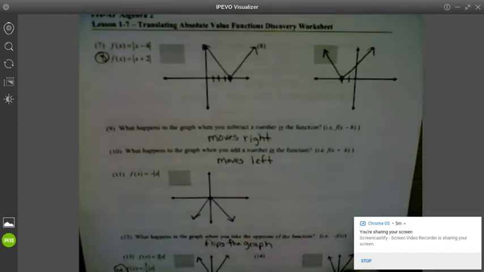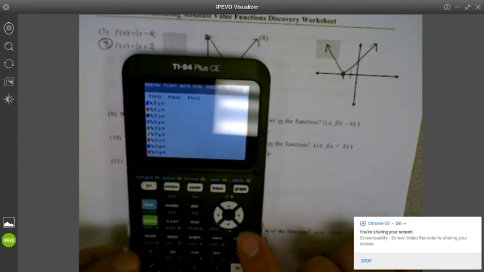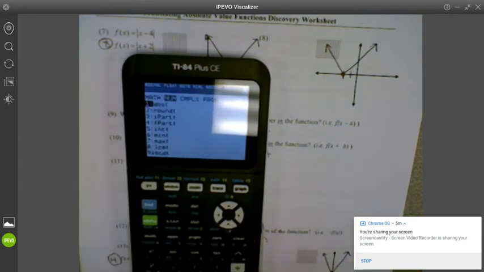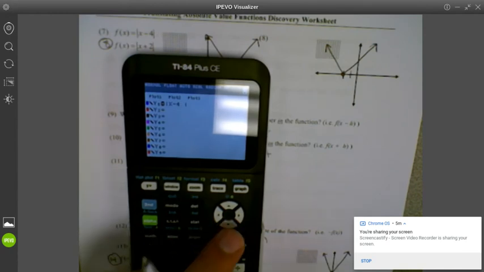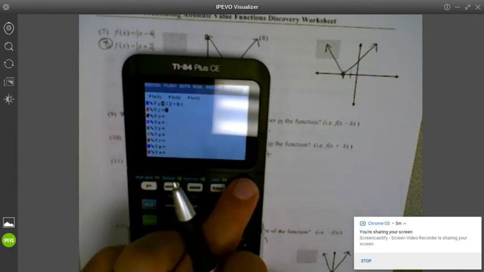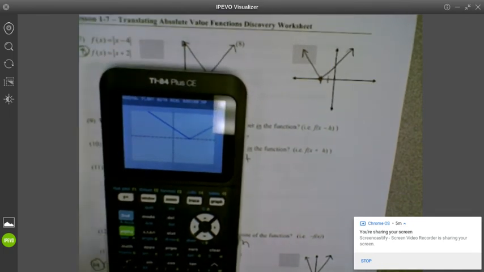So let's go to page 2, and we want to look at what happens when we add or subtract inside of the absolute value bars. So we're going to go to math num abs. We're going to say x minus 4 inside of the absolute value bars, and we're going to hit graph, and we can see what happens there. That moves it to the right by 4. So x minus 4 inside of the absolute value bars, if we subtract, we are moving to the right.